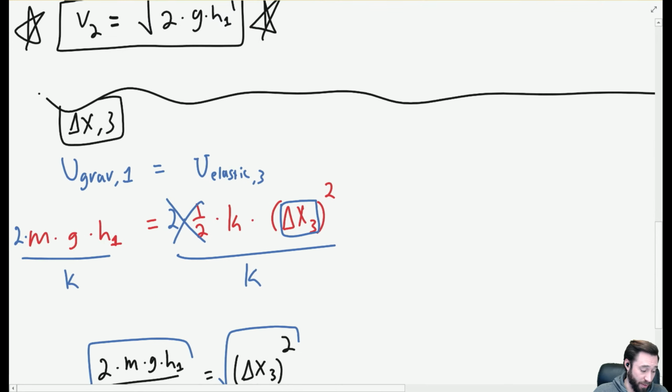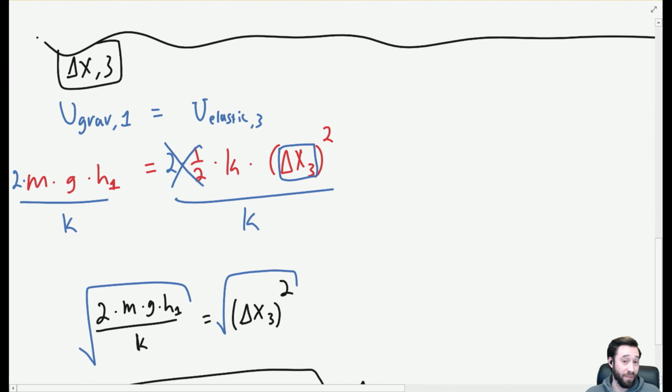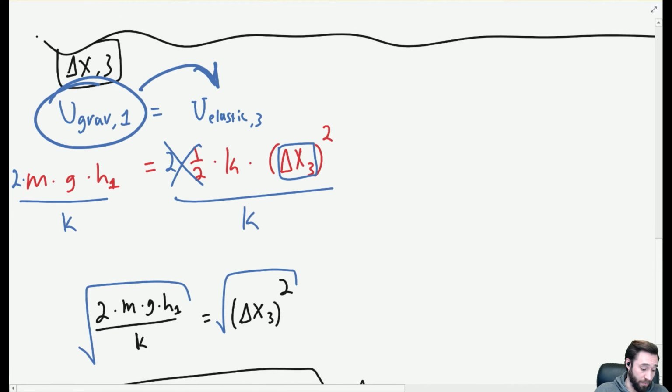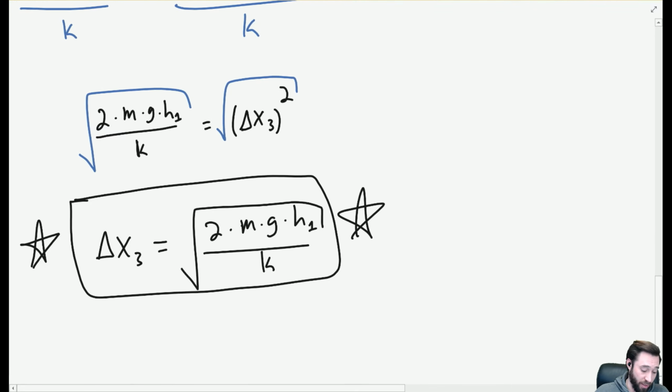And I do the same process with state 3. Since I'm given everything for the gravitational energy state, I can use that here. And then I can use that information to solve for the elastic energy. And you don't have to do the algebra. I've already done it here. And that's when you would use this. Cool.